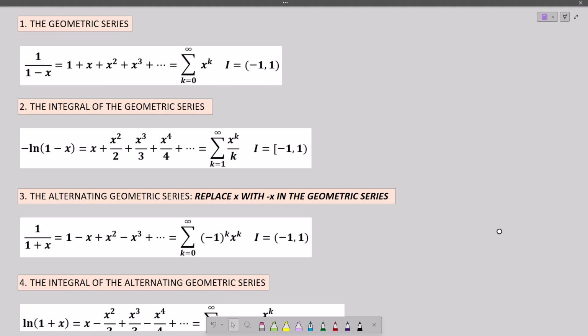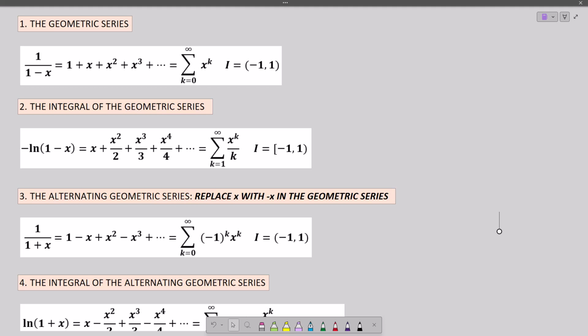If you integrate the left side, don't you get that? If you integrate this, oh, it's log, but then you have to do a reverse chain rule and divide by -1. If you integrate the right side, integral of 1 is x, integral of x squared is x squared over 2, and so on. So this is the integral of the geometric series.